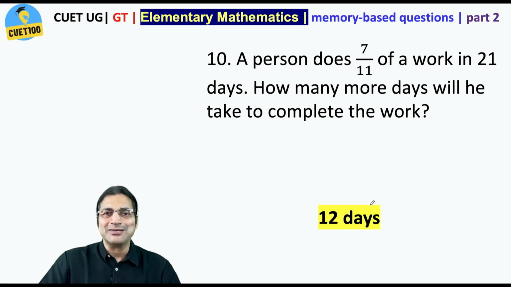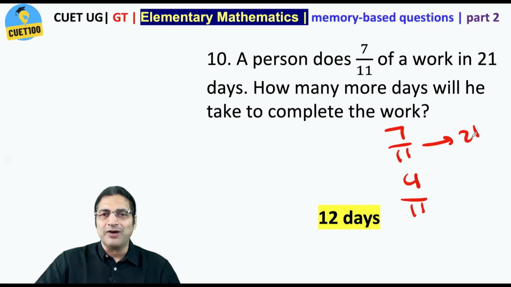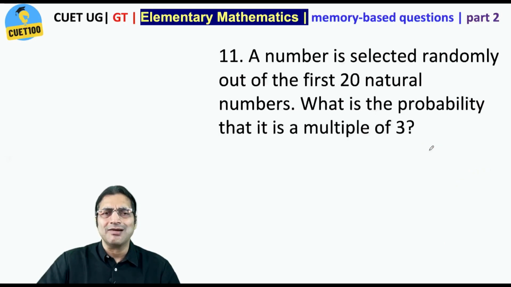Another way of looking at it could be that he has done 7 by 11 in 21 days. So, he is left with 4 by 11. So, if 7 by 11 in 21, 1 by 11 in 3, 4 by 11 in 12. So, 12 more days, whatever way you look at it.